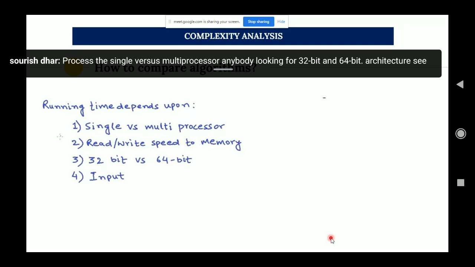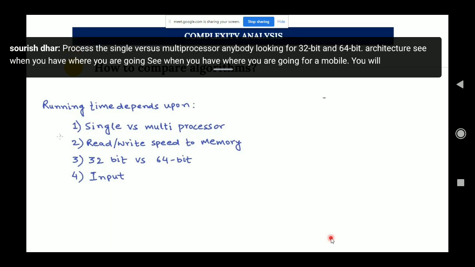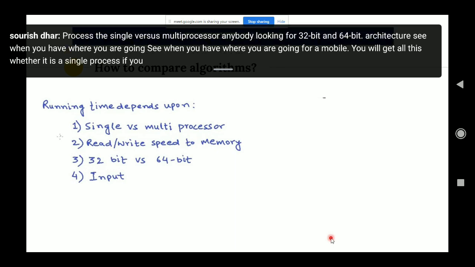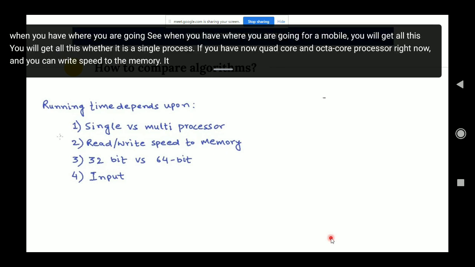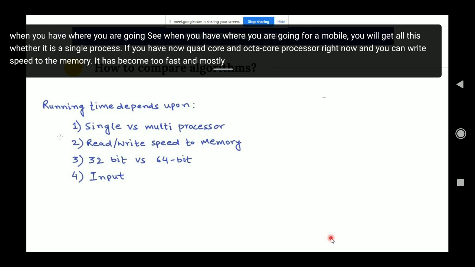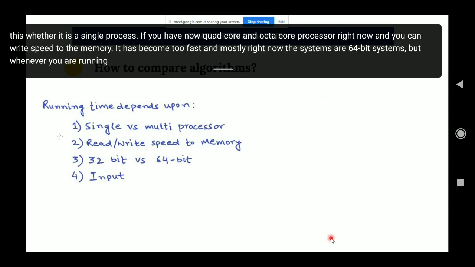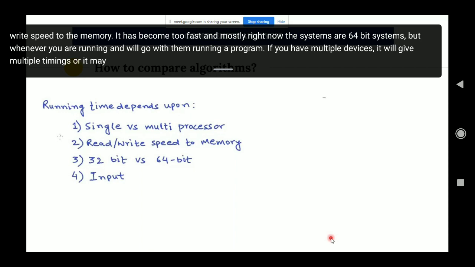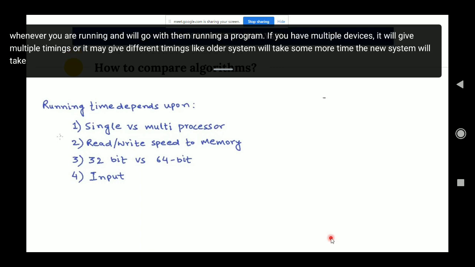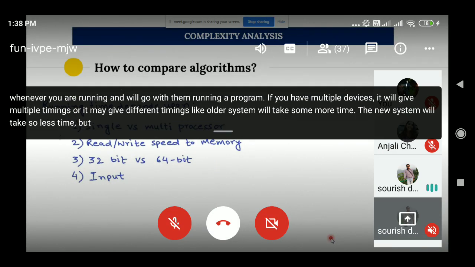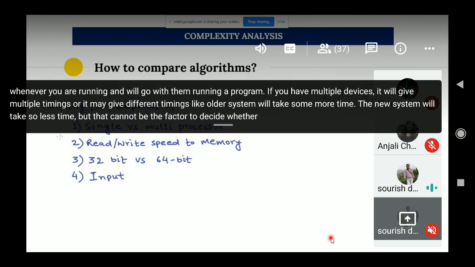See, whenever you are going for a mobile, you will get all this. Whether it's a single processor, you now have quad-core and octa-core processors. And the read and write speed to the memory has become too fast. And mostly right now, the systems are 64-bit systems. But whenever you are running a program on multiple devices, it may give different timings. An older system will take more time, a new system will take less time, but that cannot be the factor to decide whether your algorithm is good or not.